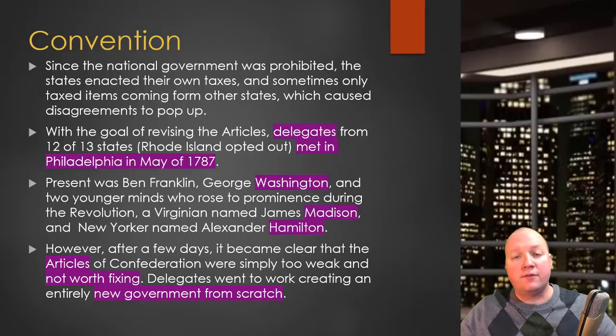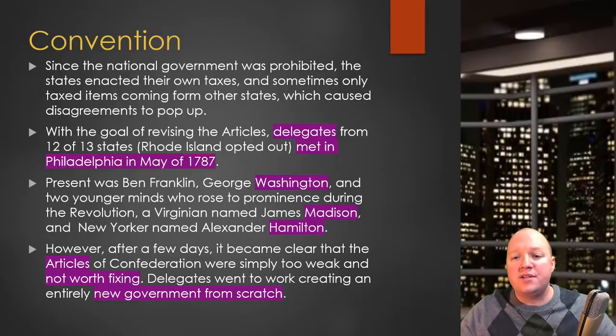So members of different states decided to get together in Philadelphia in May of 1787 and start talking about how can we fix the Articles? What changes need to be made so that this government can actually work? Because right now, the states are fighting with each other at all times. The government is almost bankrupt because it has no real money. How are we going to fix the problems with the Articles?